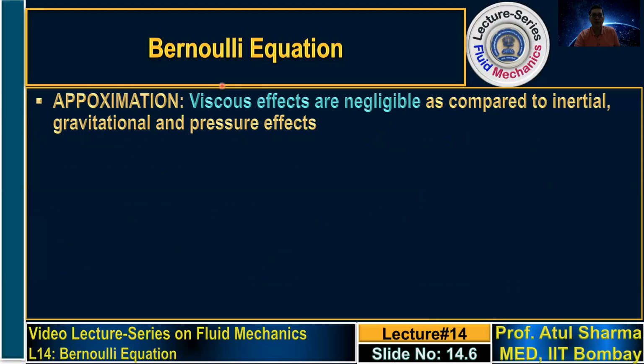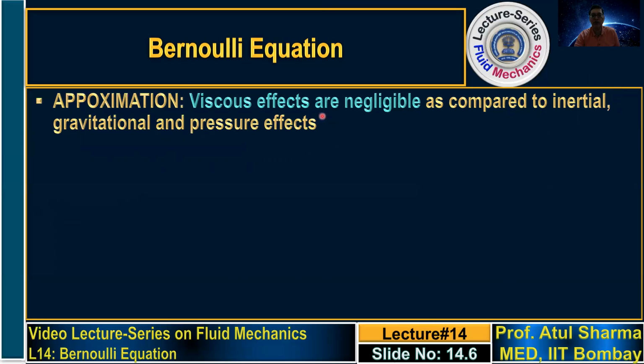So the approximation for Bernoulli's equation is, you can use Bernoulli's equation where viscous effects are negligible as compared to inertial, gravitational, and pressure effects. In fluid mechanics, we apply Newton's second law of motion, which says rate of change of momentum is equal to force. So when we talk of rate of change of momentum, the momentum change is considered as inertial effects or inertia force.